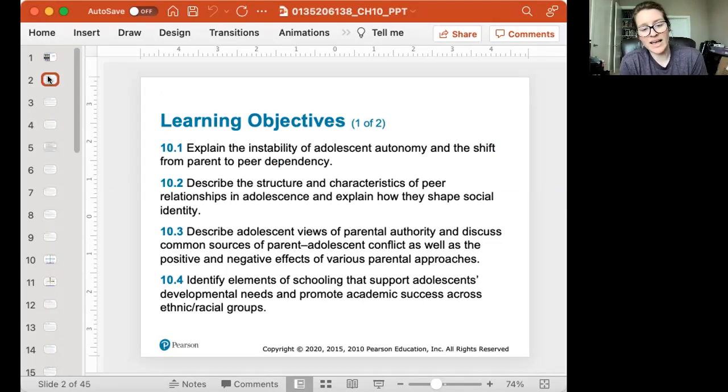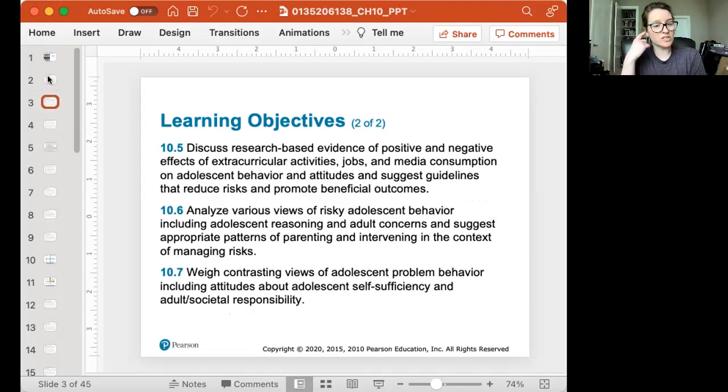Fourth, identify elements of schooling that support adolescents' developmental needs and promote academic success across ethnic and racial groups. Fifth, discuss research-based evidence of positive and negative effects of extracurricular activities, jobs, and media consumption on adolescent behavior and attitudes, and suggest guidelines that reduce risks and promote beneficial outcomes.